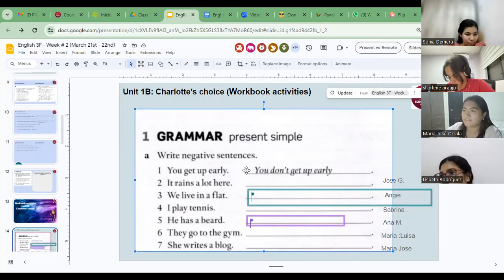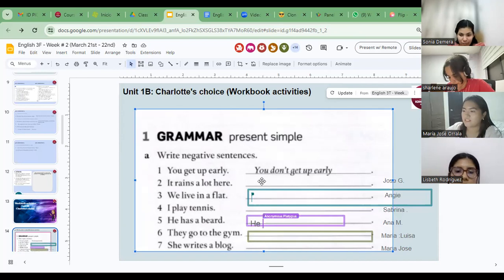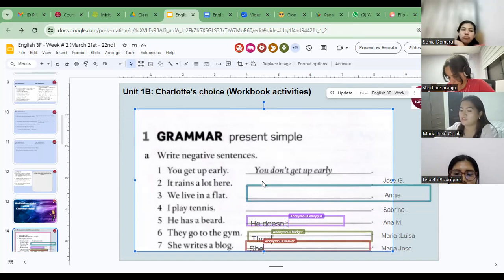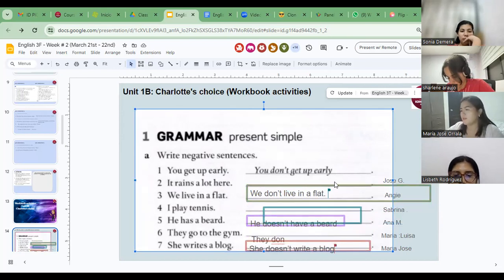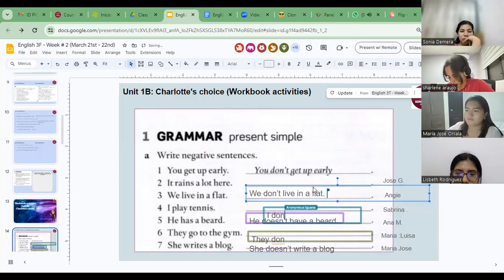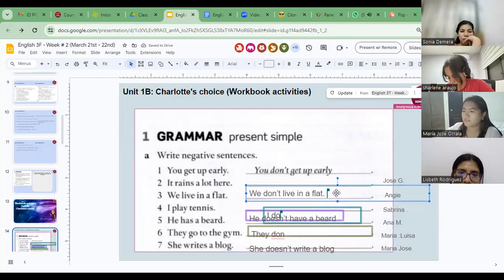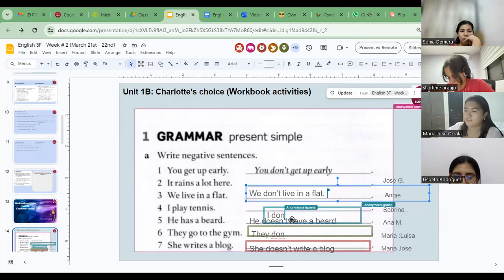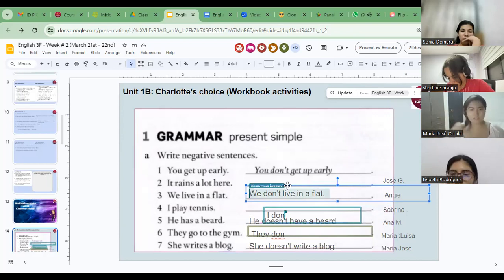So the first one is done. So Jose, how could you rewrite number 2? Okay, good. We live in a flat. We don't live in a flat. Angie, good. Number 4, I play tennis. Sabrina. Jose, number 2.